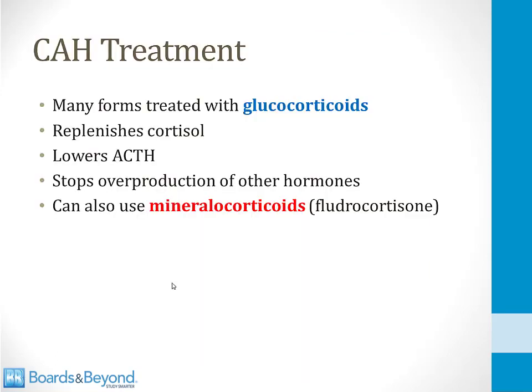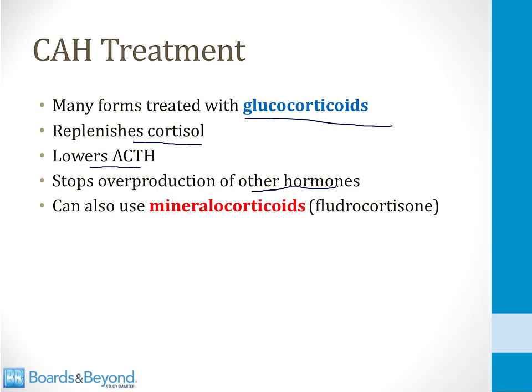The treatment of adrenal hyperplasias is complex and it's not something you're expected to know for Step 1, but you should be familiar with the underlying physiology principles. So many forms are treated with glucocorticoids, and this should make sense to you. These drugs replenish cortisol levels and stop the pituitary from making so much ACTH. This will lower the ACTH level and stop the overproduction of other hormones.